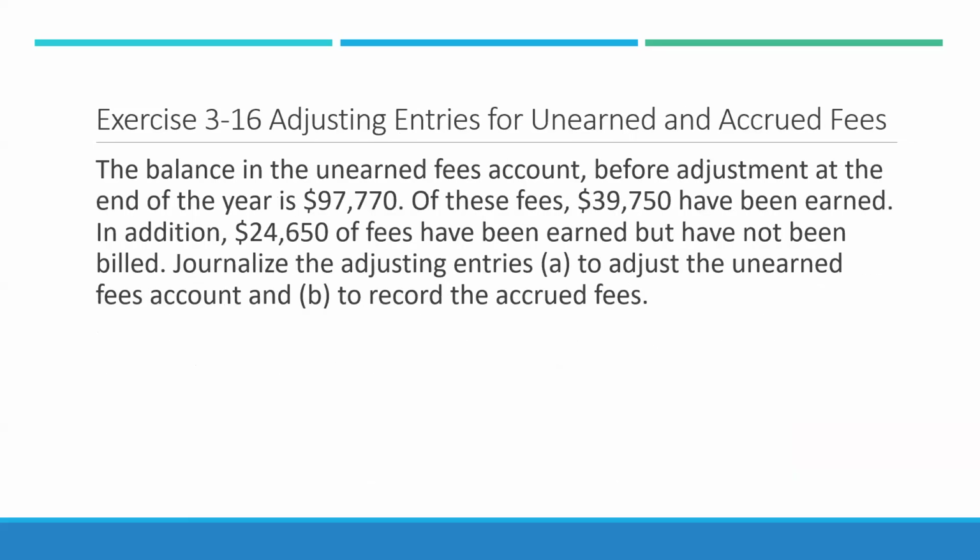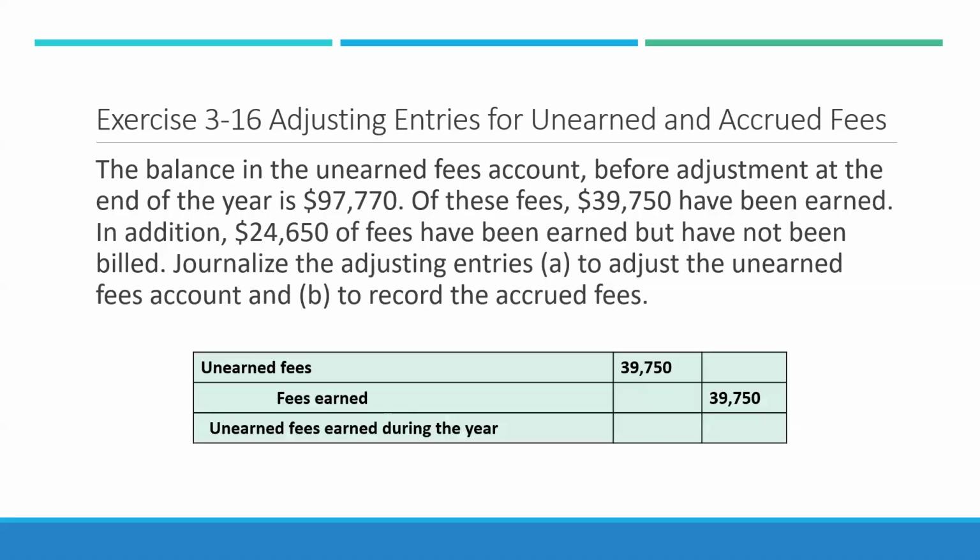How about this one? Is this making sense? The balance in the unearned fees account before adjustment at the end of the year is 97,770. Of these fees, 39,750 have been earned. In addition, 24,650 of these fees have been earned but have not yet been billed. Journalize the adjusting entry to adjust the unearned fees account and to record the accrued fees.